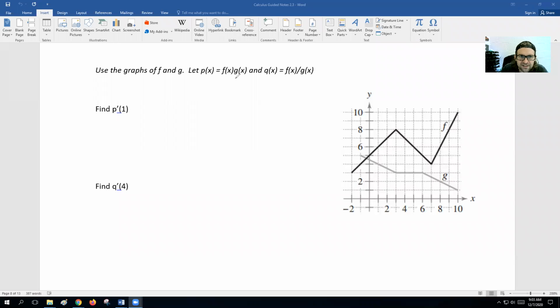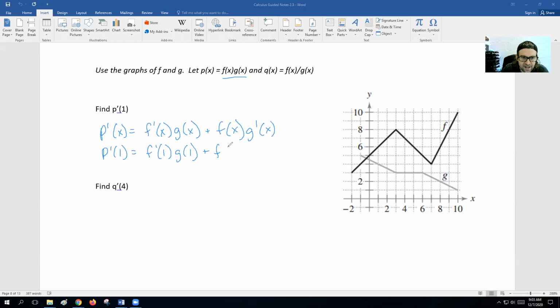So if P of x is F of x times G of x, that means, oh, I started writing F of x. Let's clear that out. That means P prime of x would be the product rule. It'd be F prime of x times G of x plus F of x times G prime of x. So if I'm finding P prime of 1, I need to find F prime of 1 times G of 1, plus F of 1 times G prime of 1.